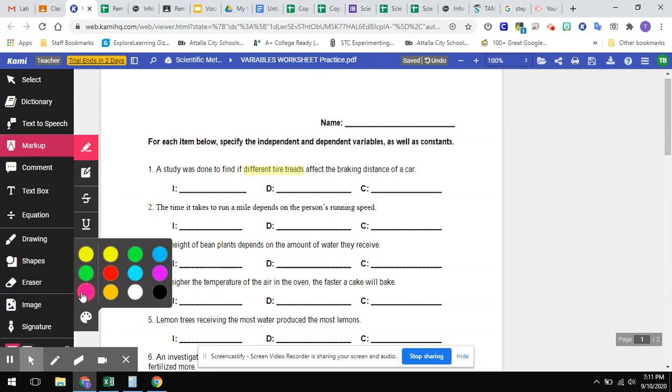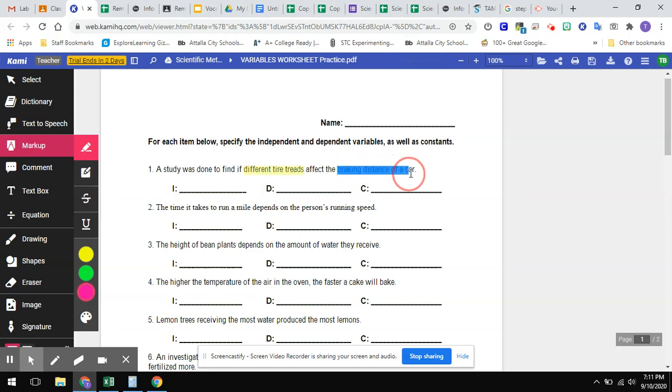So now for the dependent variable, what is it that we're measuring with this? A study was done to find out if different tire treads affect the braking distance of the car. So what am I measuring? I am measuring the braking distance of a car. Okay, so that would be my dependent variable. Okay, and I'm just highlighting these just because it's time saving, so that I'm not having to sit here and try to type.